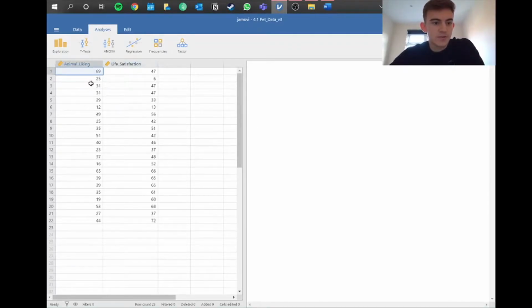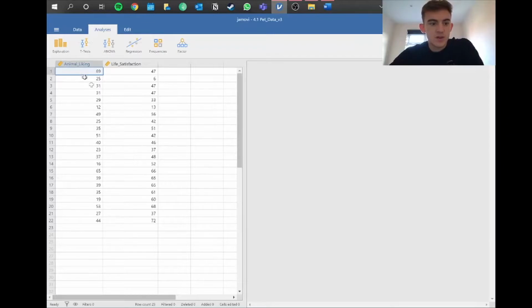So here we have our data. We have our animal liking and our life satisfaction. We're trying to see if there's a correlation, meaning that as animal liking goes up, so the more you like animals, the more life satisfaction you have, or the other way around. So yeah, the first thing we have to check is assumptions.